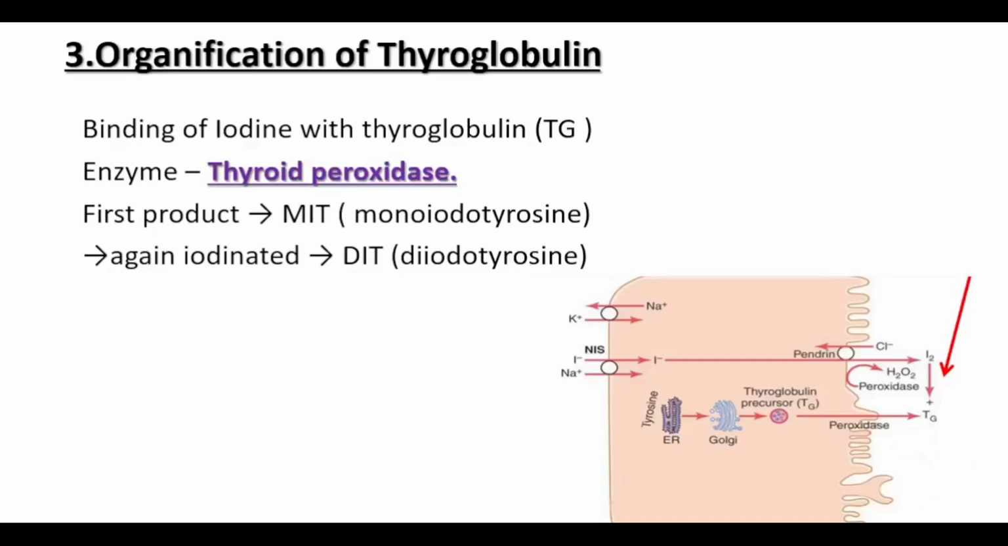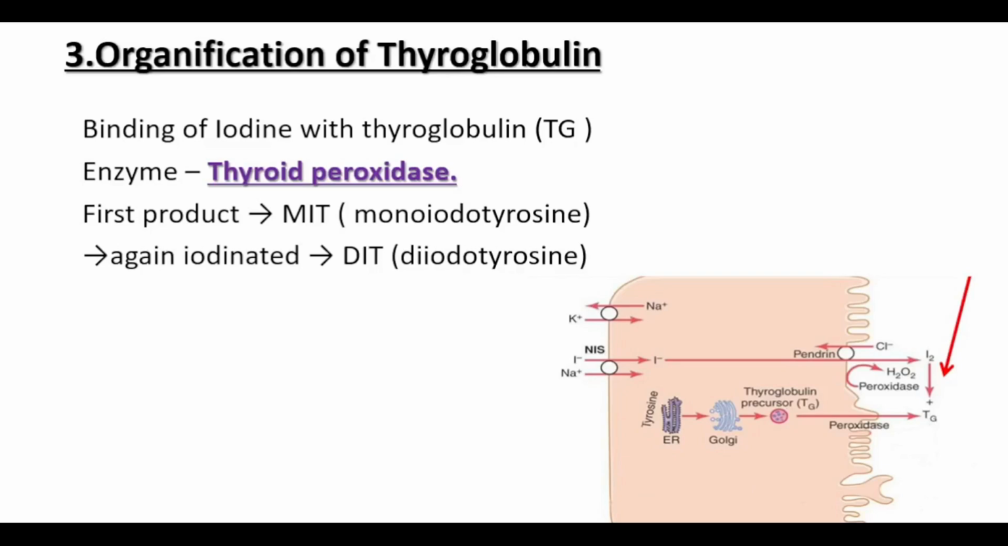The next step is organification of thyroglobulin. So that is binding of iodine with the thyroglobulin. So we know that thyroglobulin is a glycoprotein, so it will be made up of a lot of amino acids. So it contains many amino acids including tyrosine, cysteine, etc. Anyways, it contains a significant number of tyrosine residues.